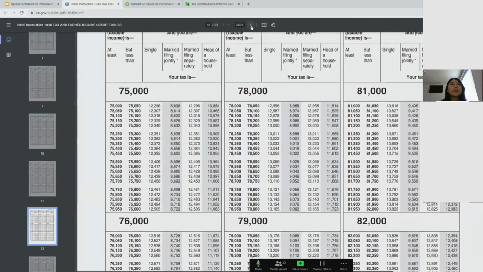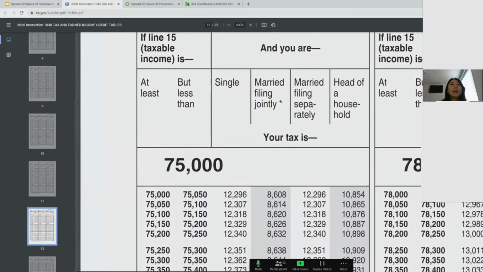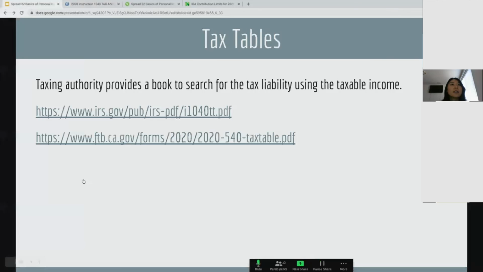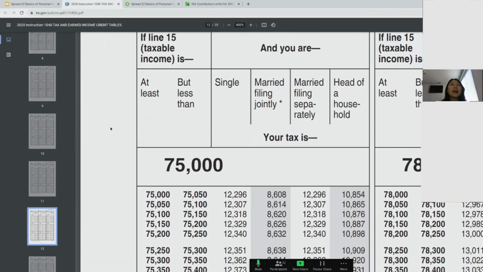Okay, so how do you read this table? Let me make it bigger. So you look at this chart. They ask you what your taxable income is, which is line 5 of your tax return. If it's at least this amount, but less than that amount, depending on your filing status, this will be your tax. So let's check our math. My taxable income, that's what the example was, $75,000 in taxable income. It was a single filer, so their taxes are $12,296. Was it $12,296? $12,248, give or take. So the tax bracket amount might be slightly different than the tax table.